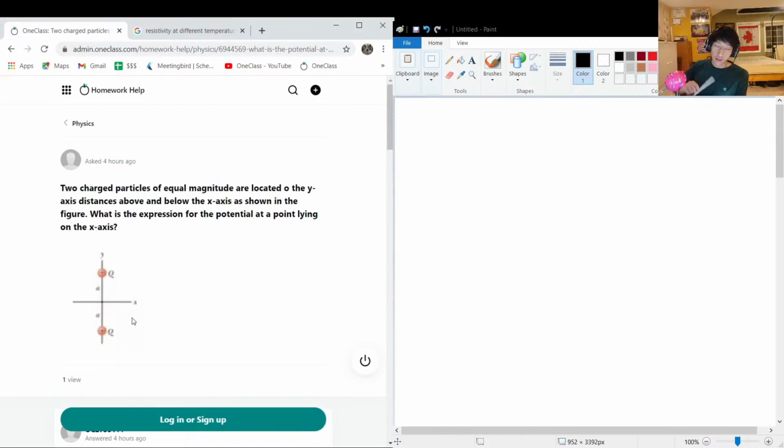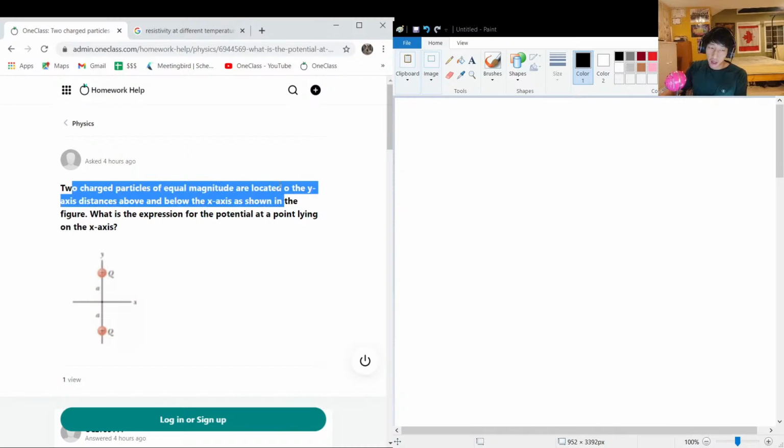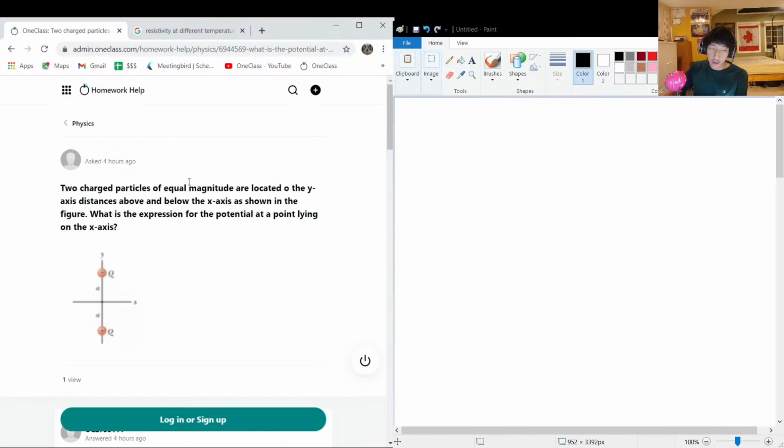Okay. So the next question that we got on the menu today is asking us, two charged particles that have an equal magnitude of charge are located on the y-axis according to this diagram. I'll redraw the diagram in a minute just to make it a little bit more clear. And it's asking us, at any point on the x-axis, how can we find an expression for the potential?